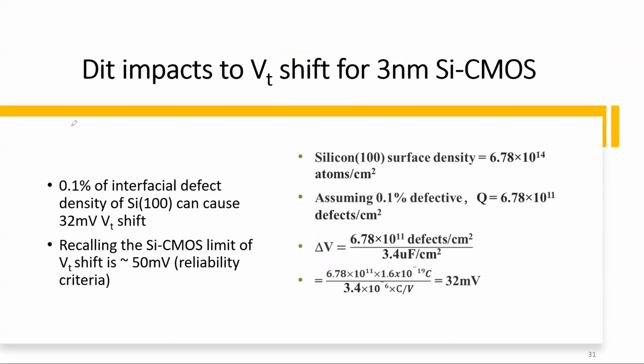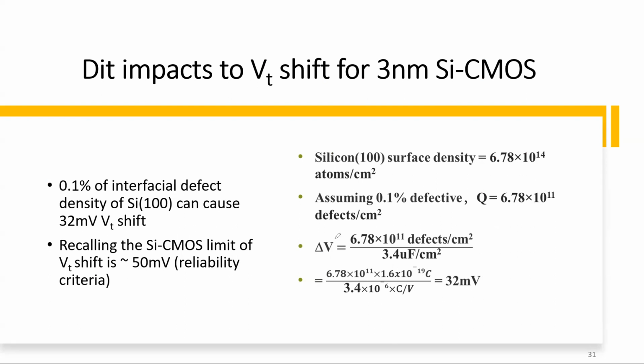For the 3 nanometer silicon CMOS, I do that because it's a reference. I'm going to compare that to gallium nitride. Suppose you have a 0.1% defect, and then you put that number in to see how much VT shift I can get. Through this calculation, I've done this many times in my other device calculations.